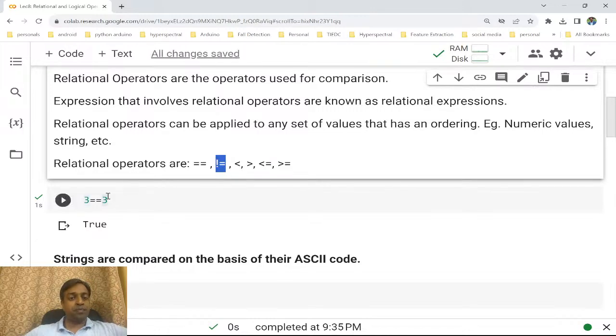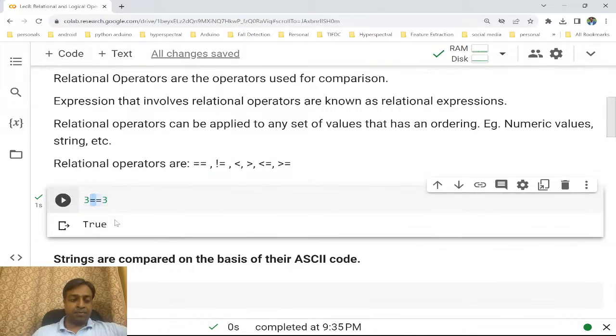The next one is not equal to. The operator symbol is an exclamation mark followed by an equals sign. If I execute this, it is false. Why? Because the left and right operands are equal, and here I am asking whether 3 is not equal to 3.